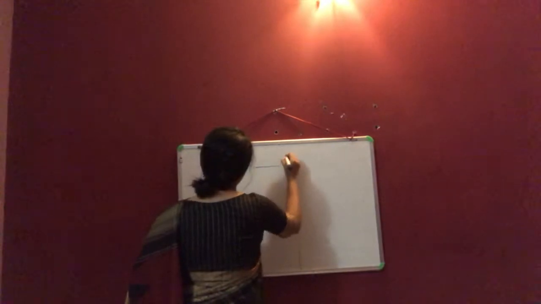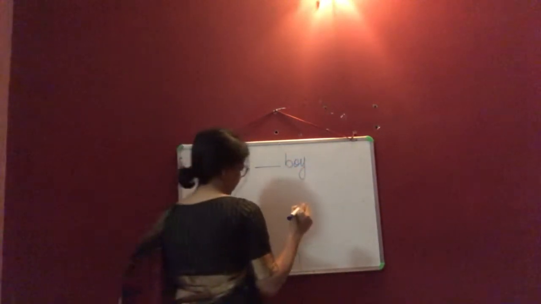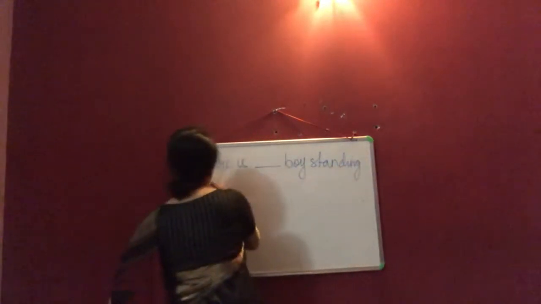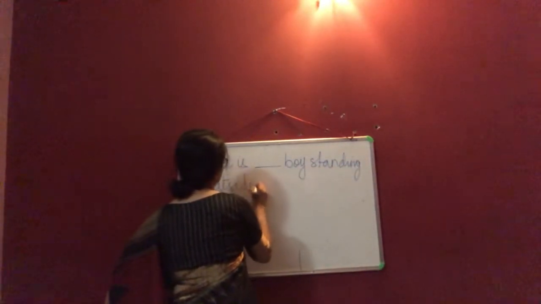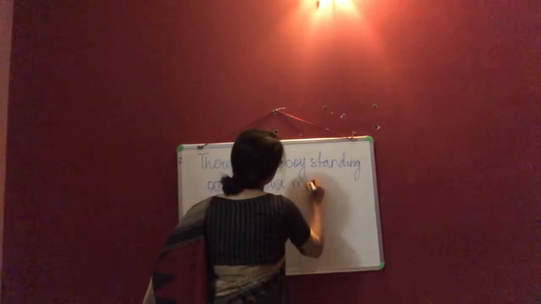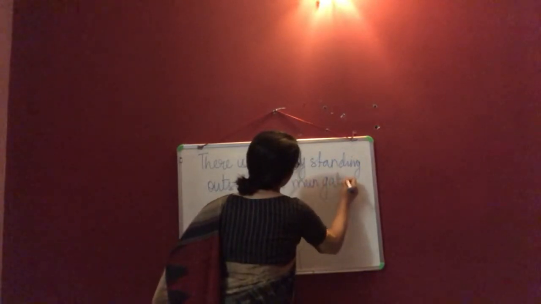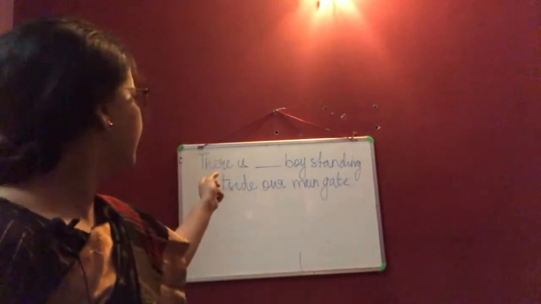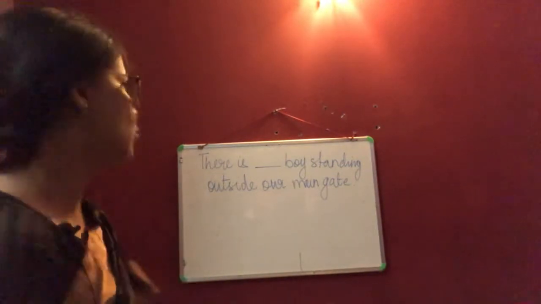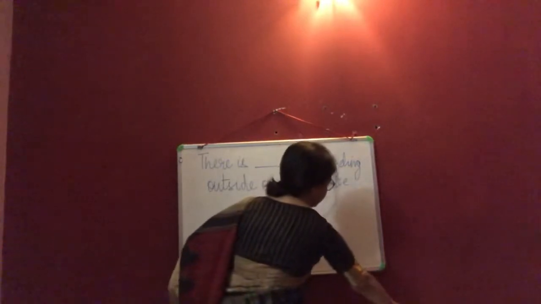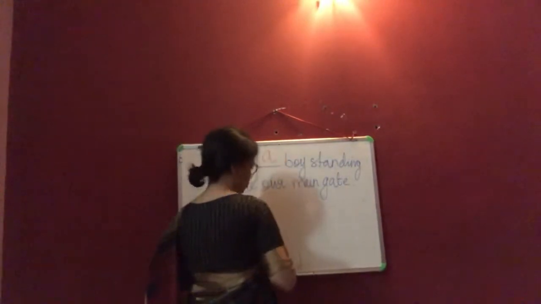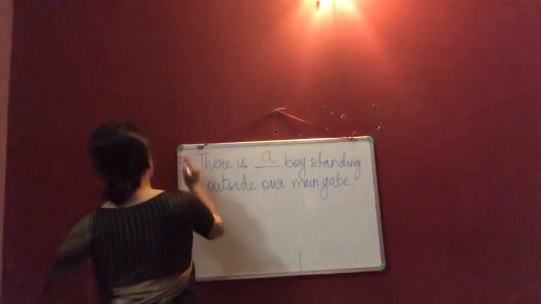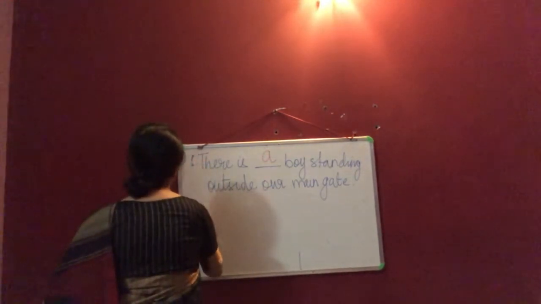There is a dash boy standing outside our main gate. Okay, there is a boy standing outside our main gate. So what comes in? I'll use colored pens. Children, I'll use color. This is one example, example number one.